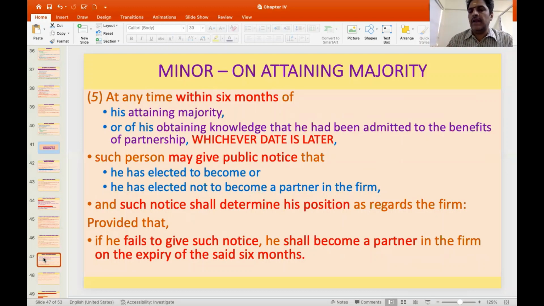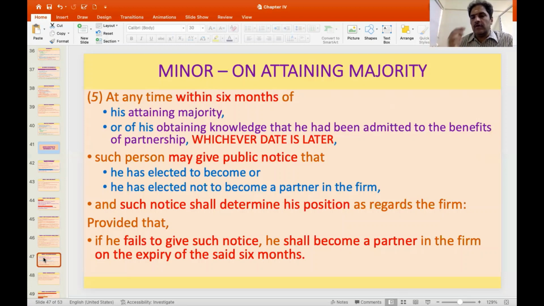So now what happens if the minor attains majority? At any time within 6 months of the minor attaining majority or of his obtaining knowledge that he has been admitted to the benefits of the partnership, whichever date is later, such person may give public notice that he has elected to become or he has elected not to become a partner of the firm, and such notice shall determine his position as regards the firm. So here, it may so happen that someone may be admitted into the benefits of a partnership, but he may not be aware of it. He may probably get awareness of this at some later point of time, which could be even after he has attained his majority.